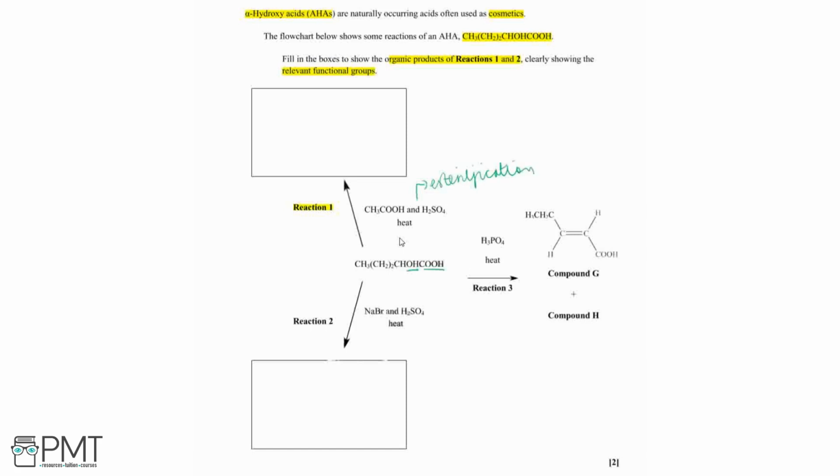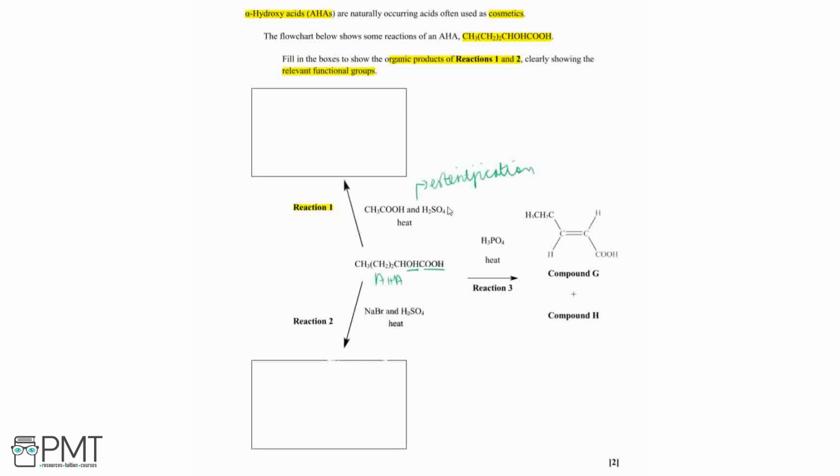And this means that we're going to get a reaction with the alcohol from our AHA and with the carboxylic acid from our reagents, and this is a sulfuric acid catalyst overall for this one. So let's draw out the structure of our product for this reaction.